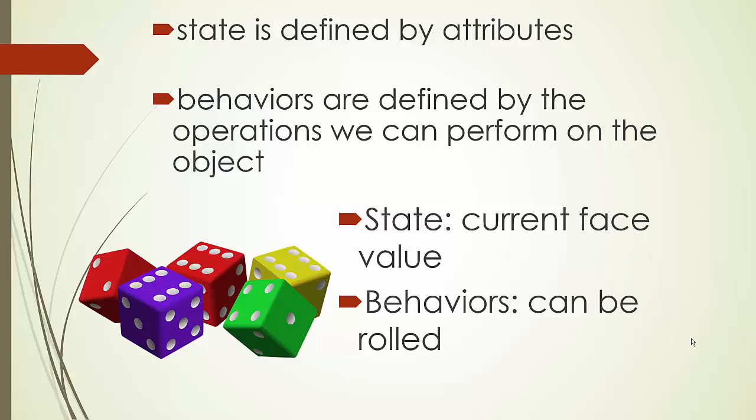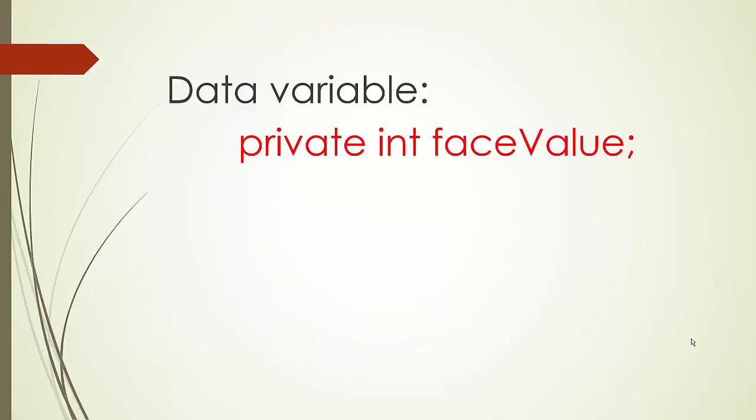In Java, we use data variables to keep the state of an object. To represent the face value of a die, we declare an integer variable: private int faceValue; We will explain what private means later. int is the data type of the variable. It is a primitive integer. faceValue is the name of the variable.